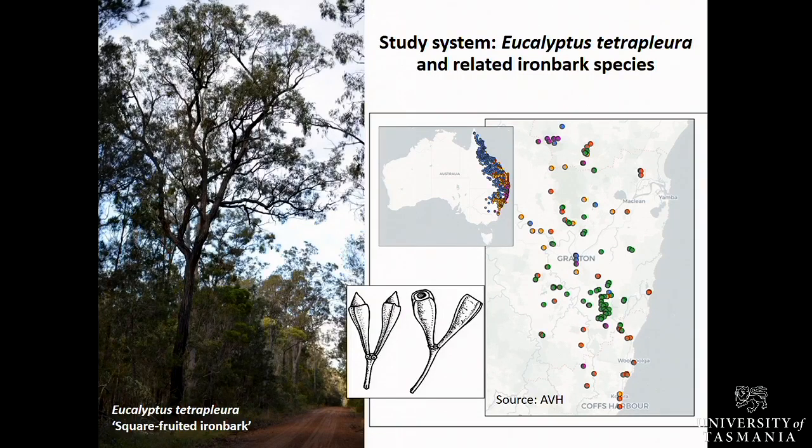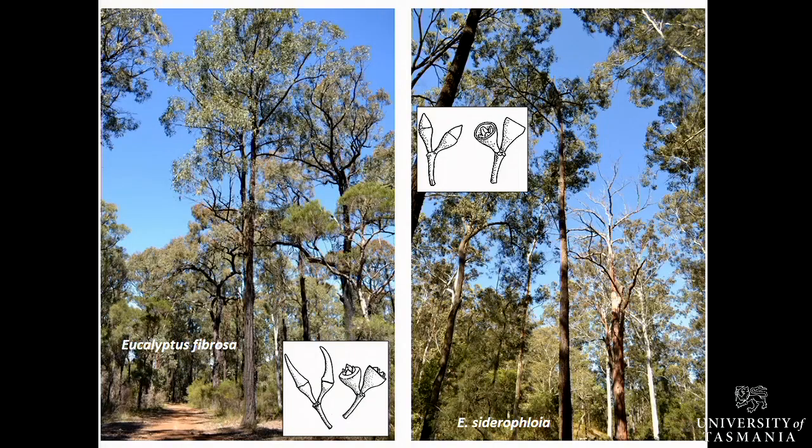of New South Wales. And to put this into perspective, I have a distribution of co-occurring species, so species that co-occur with Eucalyptus tetrapleura, Eucalyptus fibrosa and Eucalyptus sideroxylon, which are far more widespread. And these are images of Eucalyptus fibrosa and Eucalyptus sideroxylon. And you can see they differ from Eucalyptus tetrapleura in that they have smooth buds and smooth fruits. Eucalyptus fibrosa is distinctive though because it's got these elongated caps on the buds.